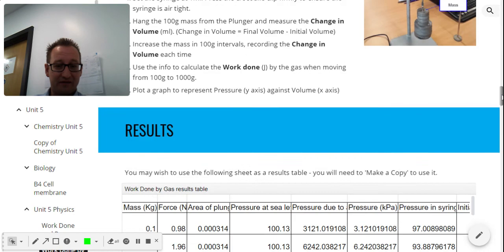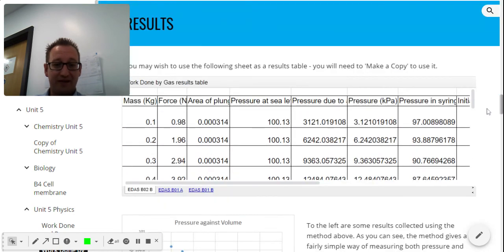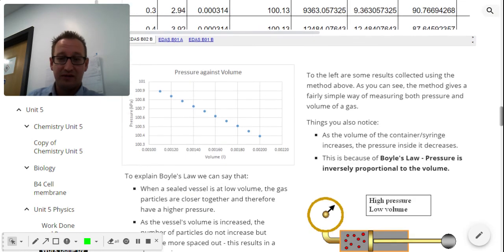Our data set for the practical is contained within this document. You can open that up by clicking the full screen button. You can edit that data by making a copy of it, so feel free to do so. The key thing there is that you should have pressure and volume change data that you can then work on.